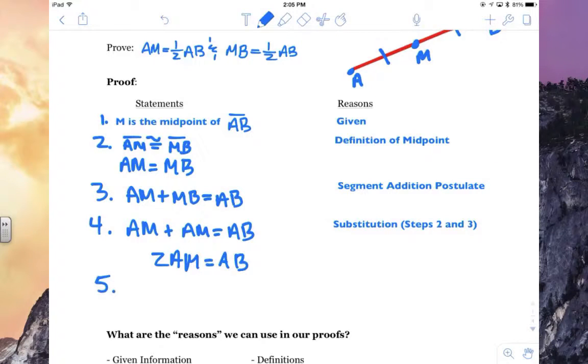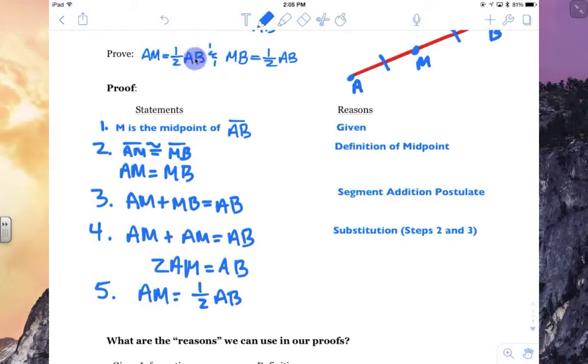The length of segment AM is equal to 1/2 the length of segment AB, which is exactly one of the statements we were trying to prove. And that was just by the multiplication property of equality, or the division property of equality, whichever you'd like to use.